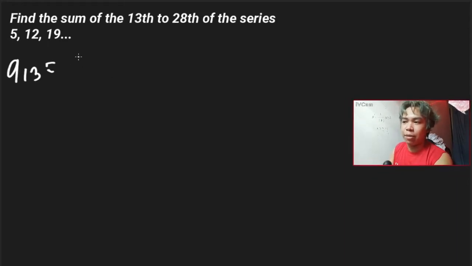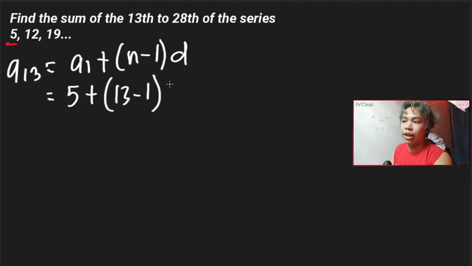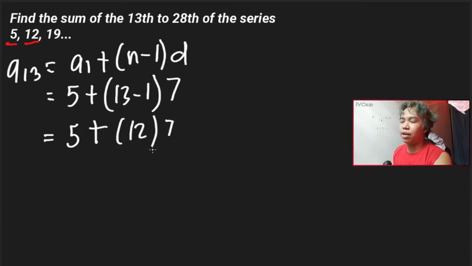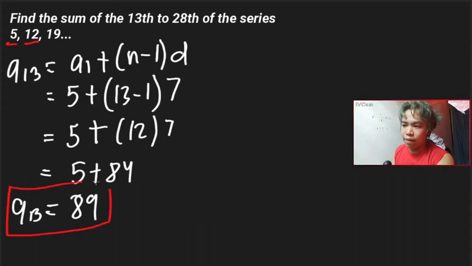Anong formula ng a sub 13? Di ba, a sub 1 plus n minus 1 times d. A sub 1 yung unahan, which is 5, plus n minus 1, 13, edi magiging 13 minus 1, and then d, common difference. Ipagminus natin, 12 minus 5, 7. Kaya ayan, 5 plus 12 times 7, 84. Tama, 84. And then 5 plus 84 is 89. So a sub 13 is 89.